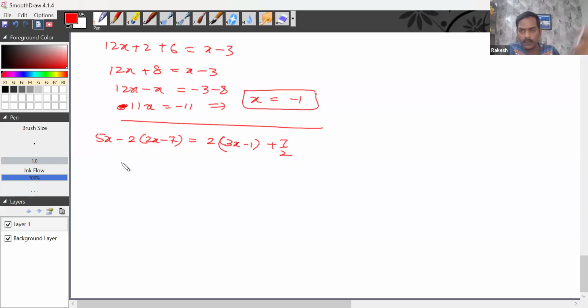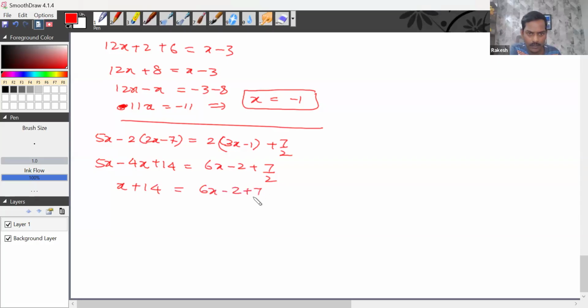So first of all we have to open the brackets. This will be 5x minus 4x, minus 2 into minus 7 will make it plus 14. And here it will be 6x minus 2 plus 7 by 2. Again, there is a fraction, 7 by 2. So let us simplify. This will be x plus 14, and here it is 6x minus 2 plus 7 by 2.